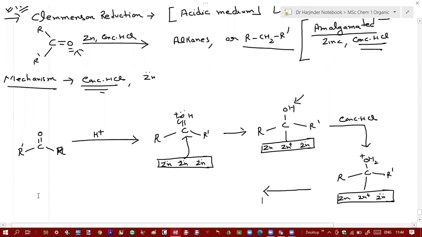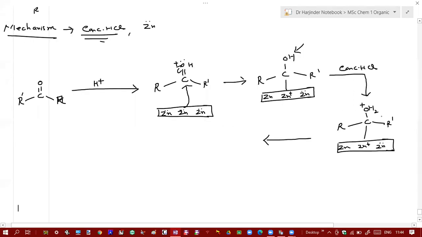Yes, OH2 will be removed. This OH2 plus becomes very unstable and can easily be lost as a water molecule. So this zinc metal will again oxidize and combine with this carbon, and this water molecule will be lost. Now you have zinc 2 positive. Since it has been oxidized two times, it has zinc 2 positive.